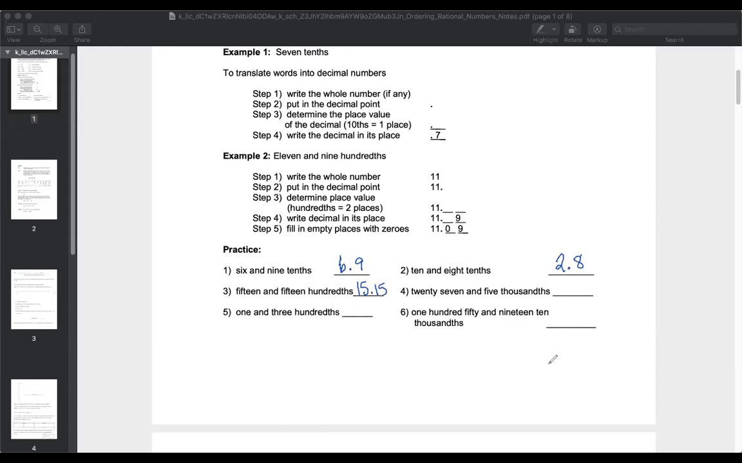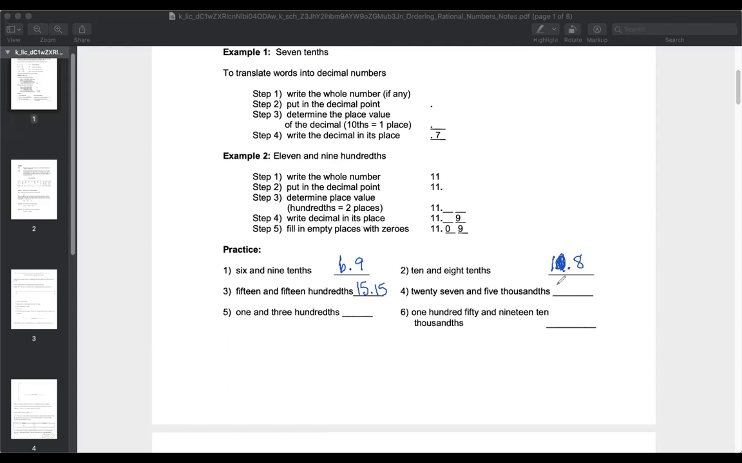Mr. G, I have a question about number 2. Okay. Oh, sorry, it says 10 and 8/10. It's just me going fast. I read it as 2 because I was going too fast. That's 10.8. All right. Number 4, 27 and 5/1000ths.